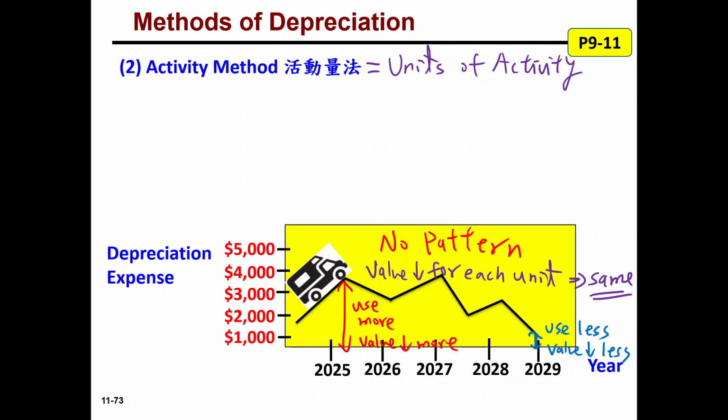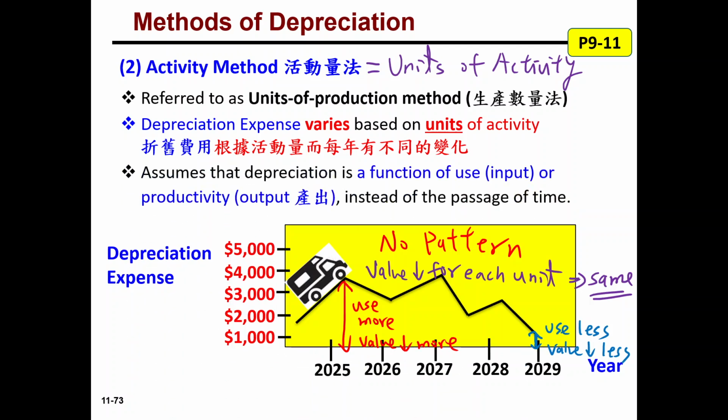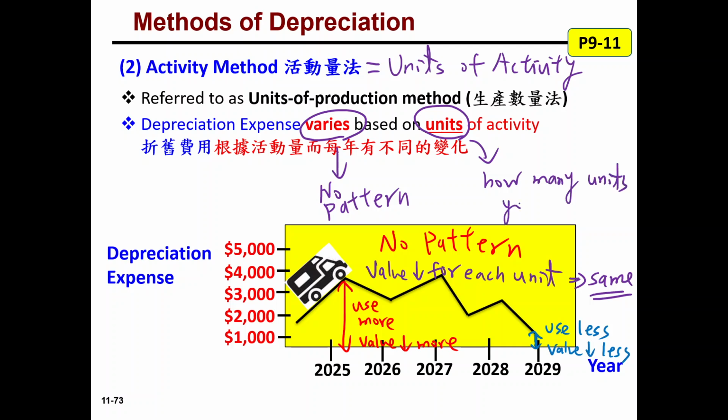So what we're trying to do, at least we want to know the value decrease for each unit should be the same, how much. So that's the first step we're trying to find out. Each unit value decrease how much, okay? So let's look at, so here told you, total amount, value, no pattern. But that should depend on the unit, right? How many units you used.